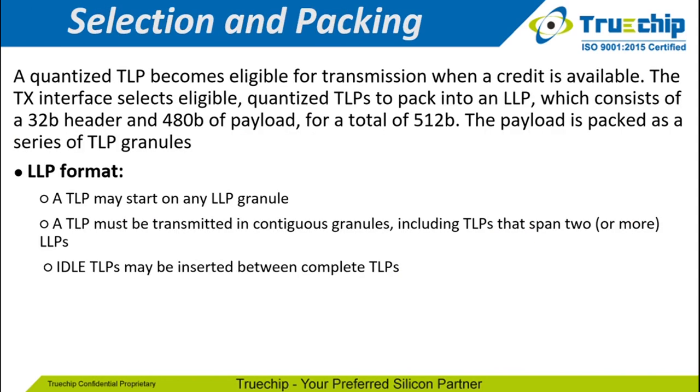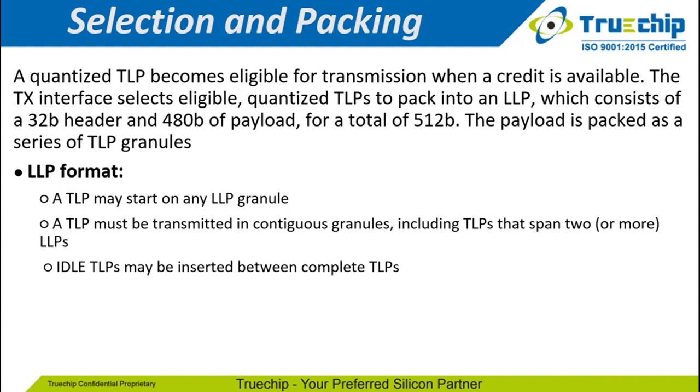So now we have selection and packing. A quantized TLP becomes eligible for transmission when a credit is available. The TX interface selects eligible quantized TLPs to pack into an LLP, which consists of a 32-bit header and 480 bits of payload, for a total of 512 bits. The payload is packed as a series of TLP granules.